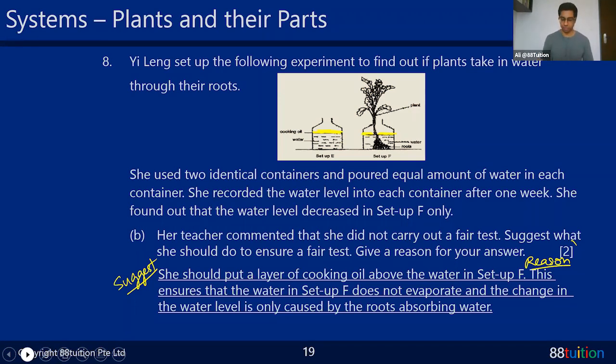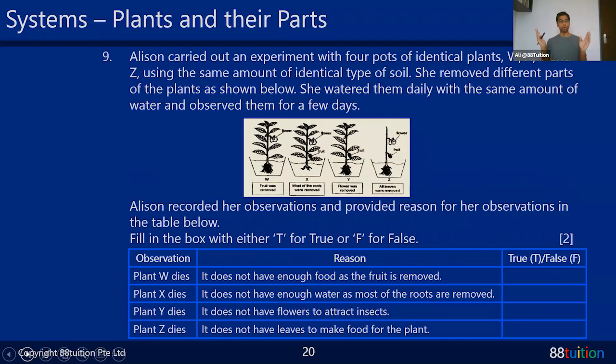Question 9. Allison carried out an experiment with 4 pots. Again, now 2 become 4 because you guys are getting better at this. What's happening? Plants Y, W, X, Z, all of them may or may not die, depending on the condition. Now, what do plants need the most? To grow and not die, like all living things, they need air, water, food, right? So air is available right here. So what about water and food?